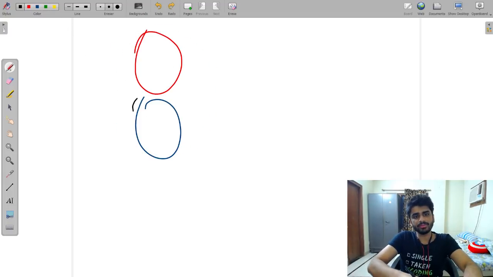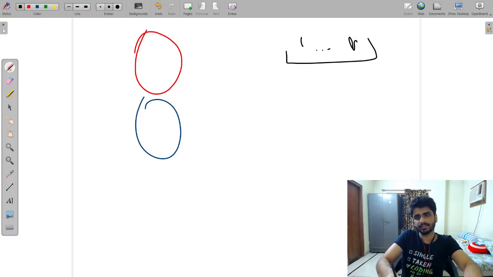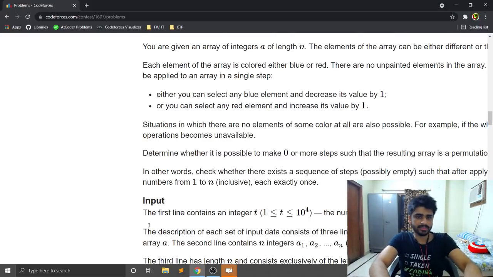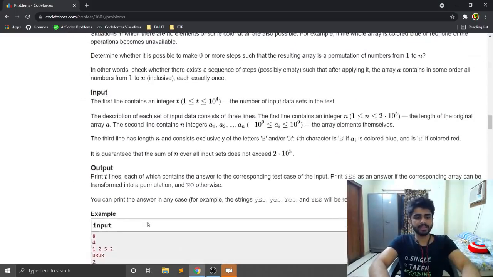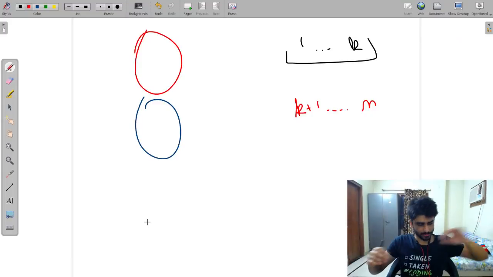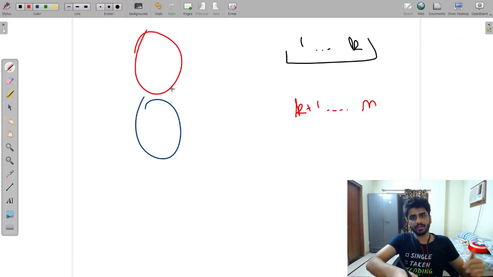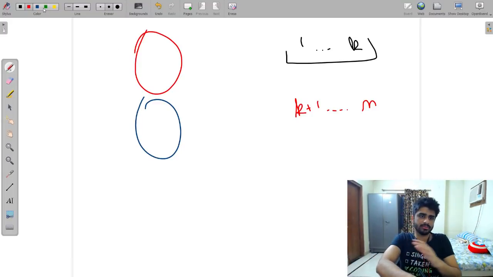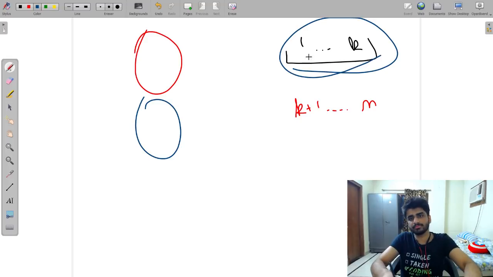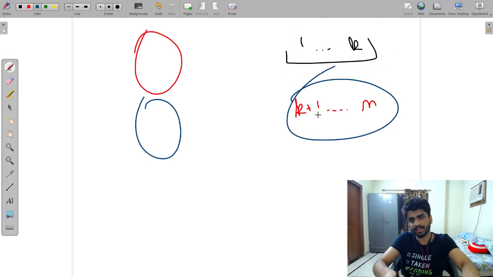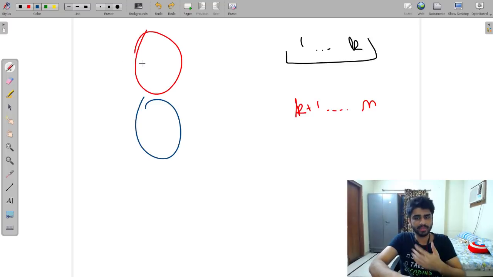So what we can do is count the total number of blue elements. Let's say there are k blue elements, so we want 1 till k in blue, and in red we want the elements from k plus 1 till n. So the first thing we should do is split all the elements into two groups, the blue group and the red group. All the elements in the blue group have to become 1 till k, and all the elements in the red group have to become k plus 1 to n.